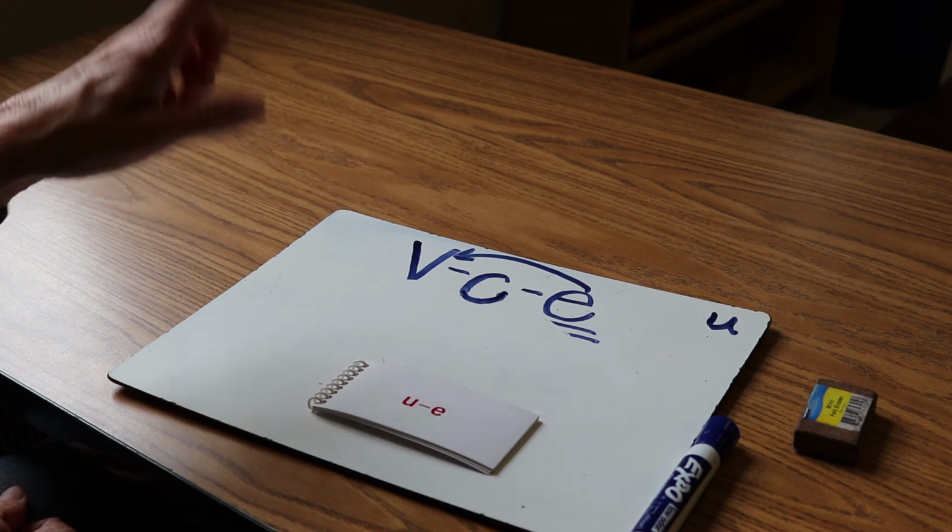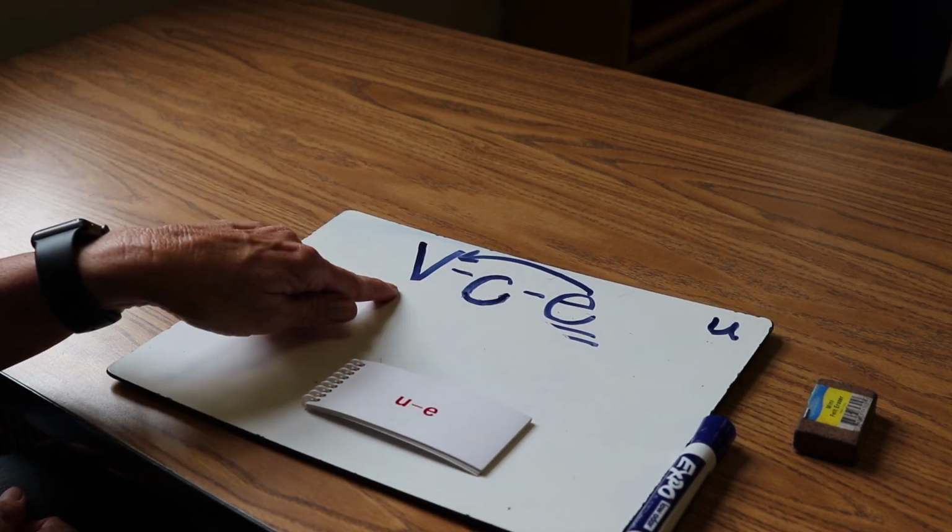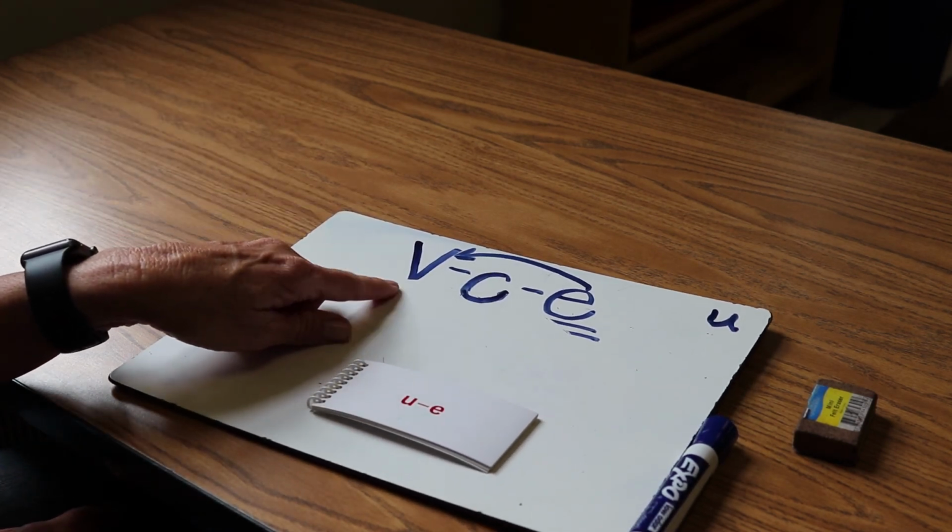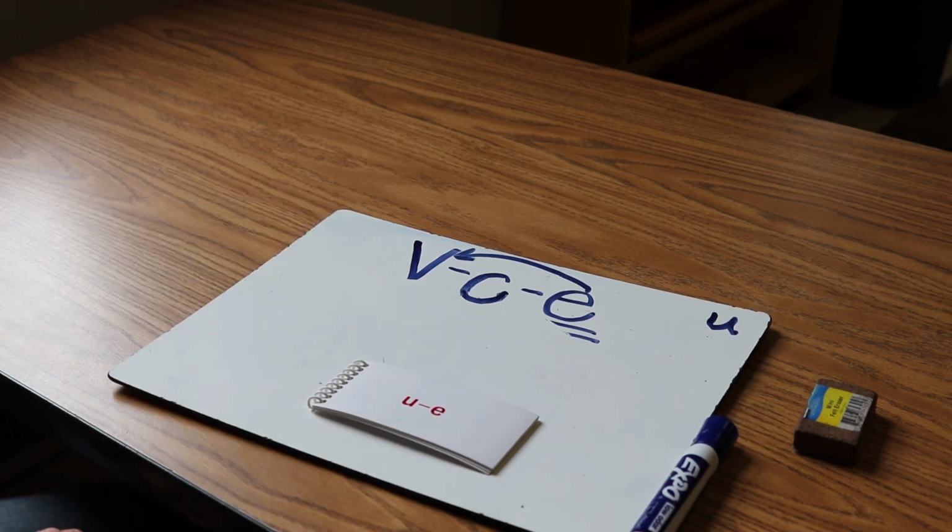So boys and girls, when you're reading or writing and you see that pattern, vowel, consonant, silent E, I want you to remember that the vowel is long. It always says its own name. So try that when you're reading or writing.